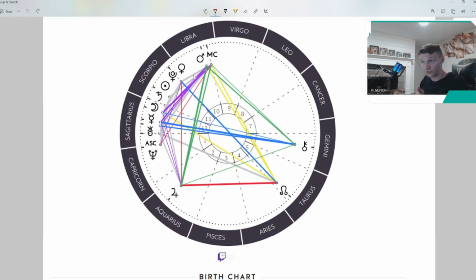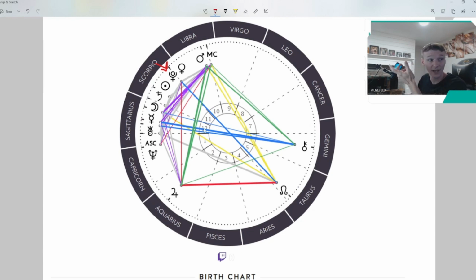Also, I'll give you an example of mine. I do have Pluto in Scorpio. So Pluto is very powerful in my chart specifically. He's right here in Scorpio. See, here's Scorpio. There's Pluto. So he's going to be something to reckon with in my chart.